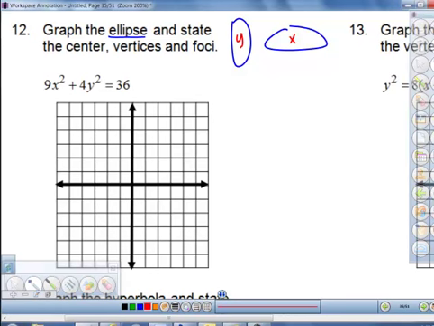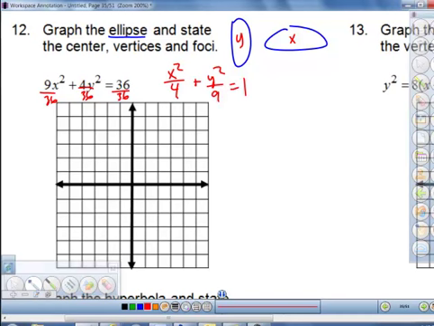So there's no denominators right now. That means this isn't in standard form. Also, it's not equal to 1. So how do we get this 36 equal to 1? Good. So divide everything by 36. So 9 goes into 36 4 times, so that's going to be x squared over 4 plus y squared over 9, because 9 divided by 9 equals 1.